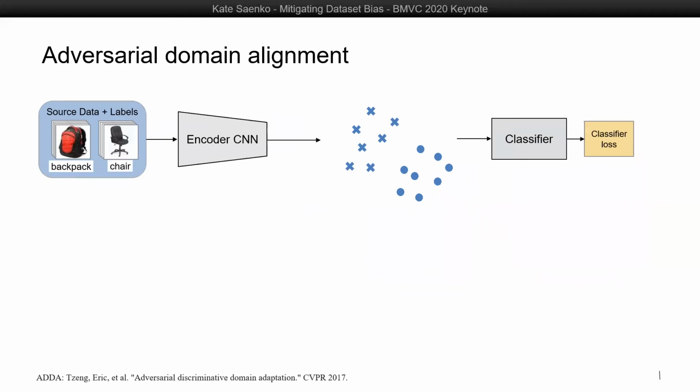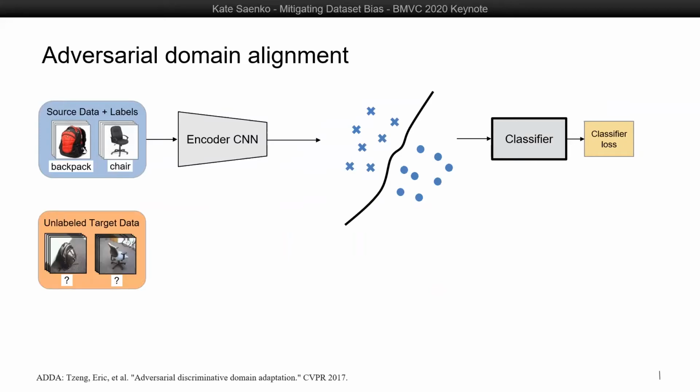All right, so let's start with adversarial domain alignment. Here we have a source dataset with labels, and for simplicity, let's assume just two classes. We feed these images into our neural network, which we split into the encoder part, which is everything except for the last classifier layer. Then we visualize the features extracted from the encoder from the source domain. We'll train this model using just regular backpropagation with a classifier loss. So the classifier will learn a decision boundary, which we can visualize in this feature space.